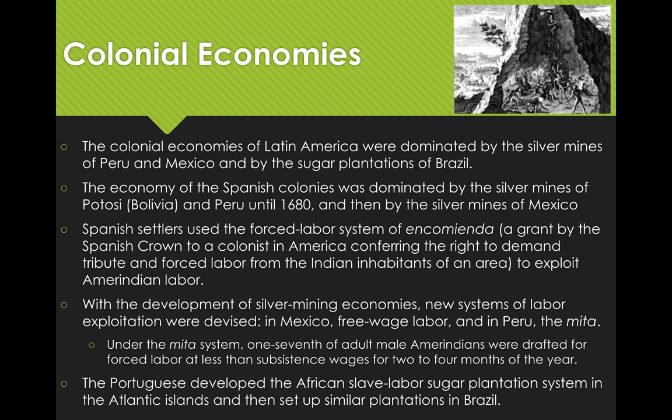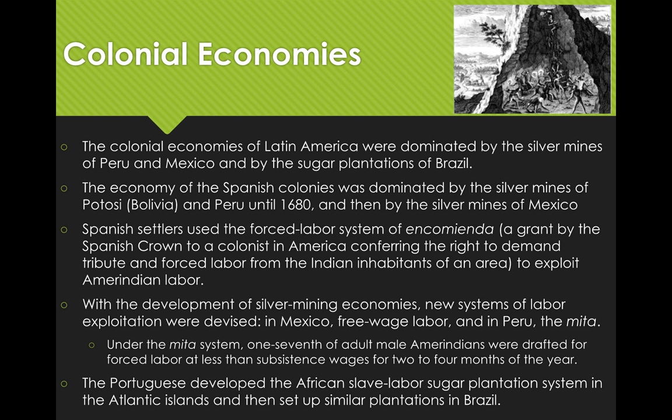The Portuguese developed the African slave labor sugar plantation system in the American islands, and then set up similar plantations in Brazil. The Brazilian plantations first used Amerindian slaves, and then more expensive but more productive African slaves. And what was found was that the African slaves were immune, or at least more resistant to the diseases Europeans carried, because they had been exposed over the years with trade from Europeans, especially the Portuguese. But the Amerindians had never had any contact.